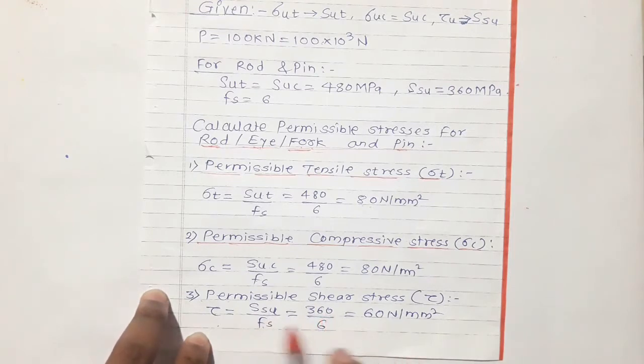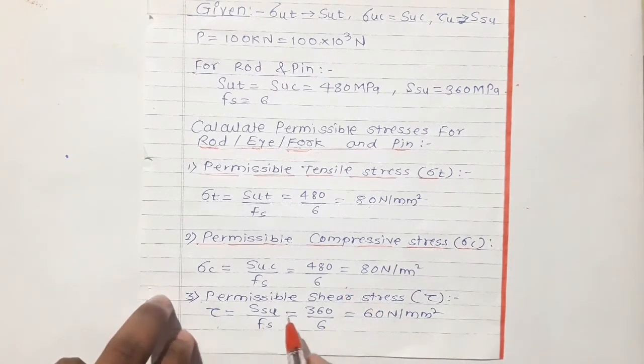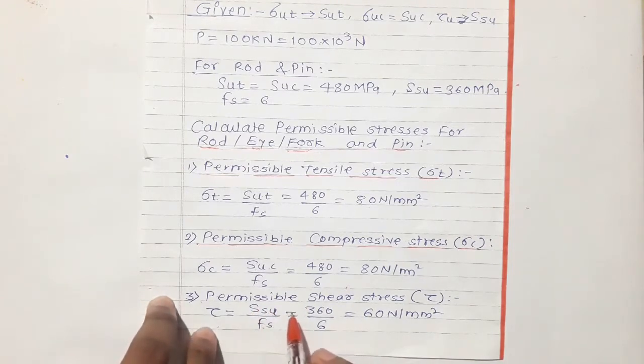And Fs is 6. So we get the answer of permissible shear stress tau as 60 Newton per mm square. Remember that in some problems, if this SSU is not given, we would have written here SSU is equal to 0.5 SUT upon Fs. But here, as SSU is given directly, we have to use this value of SSU, and we cannot use SSU is equal to 0.5 SUT. So you remember this point.